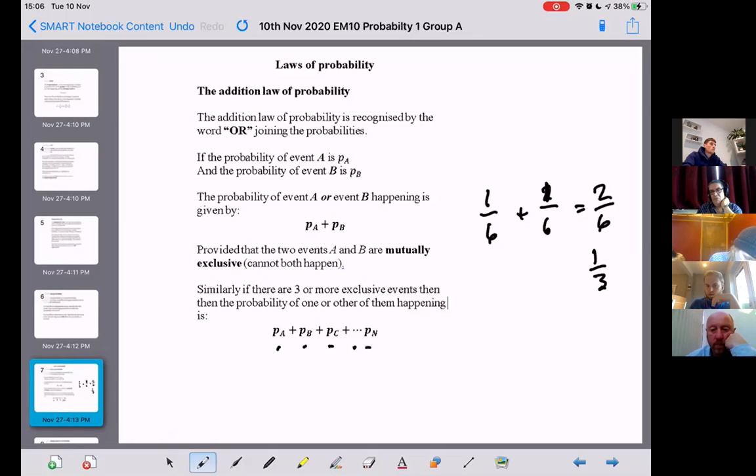Everybody happy with that? Can you just give me 30 seconds just to write down this last little bit? Yep.